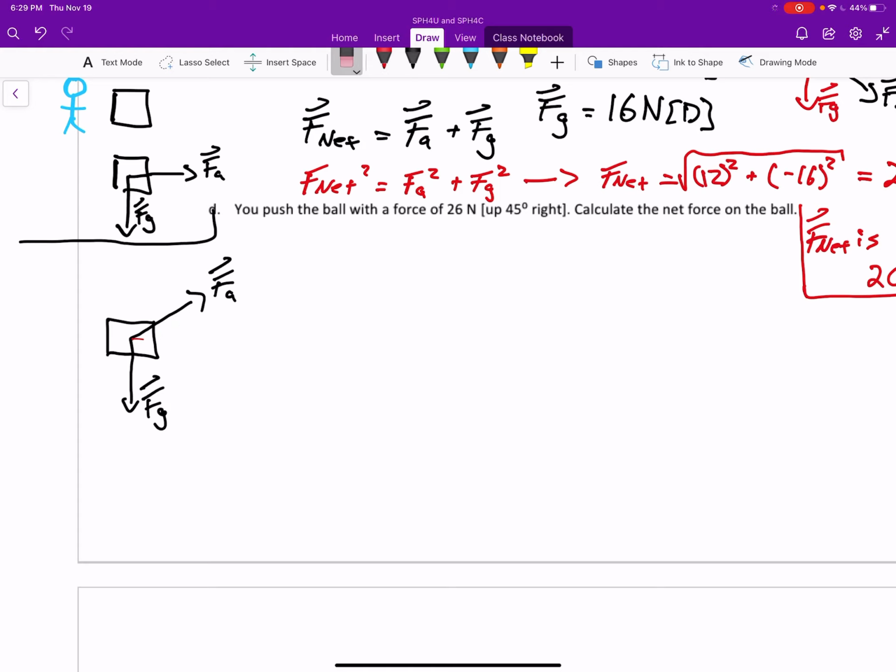The angle is actually not there. Up 45 degrees right is up here. Right? I didn't draw this very well, but it's this 45 degrees, right? Up and to the right. Find the net force on the ball. So we know, again, our net force is equal to the applied force plus this force of gravity.